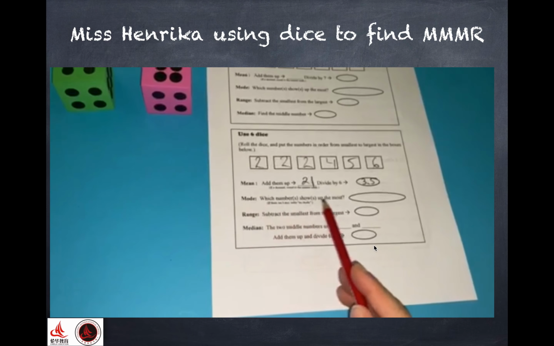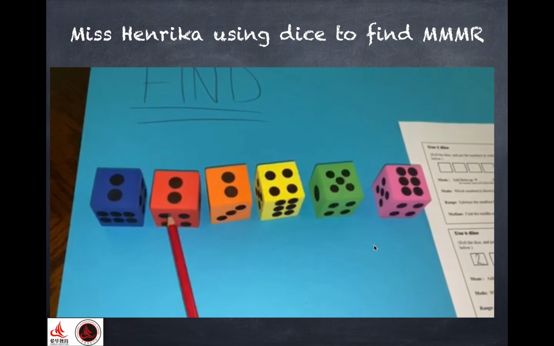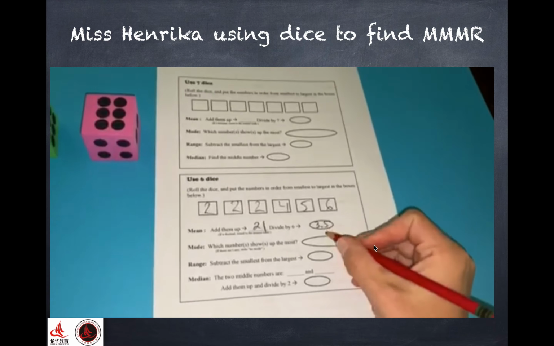Now mode. Which number shows up the most? So let's go back to these numbers. You can see that number 2 shows up the most. So there's 3 2's. So our mode is 2.